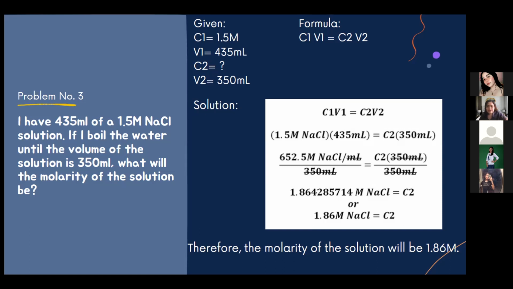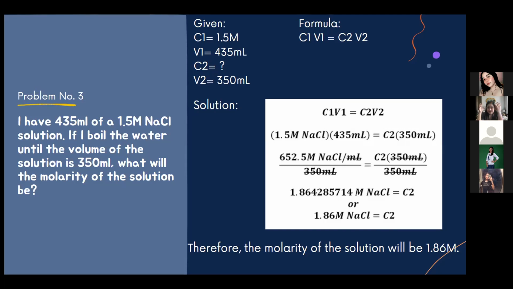Okay, wait lang. Actually, this problem is not really a dilution problem. Again, this is not really a dilution problem, because the goal for dilution is we will add solvent to increase the volume, but our molarity will decrease. But as you can see, the process is the other way around.